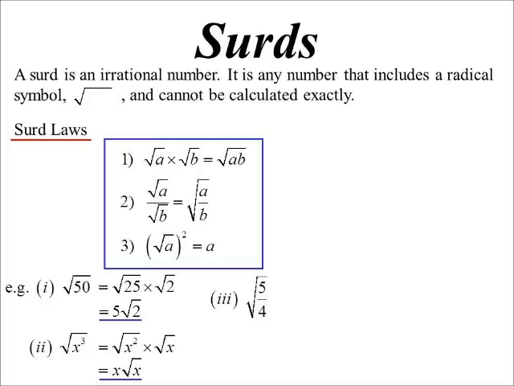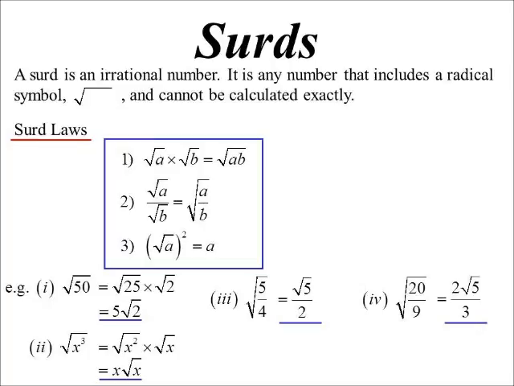5 on 4, not a big deal. I can't work out the top, but I can work out the bottom. So we just do that. We leave the top as the square root of 5. The bottom becomes 2. 20 on 9, again, I can work out the bottom, but the top can be simplified. So we have 2 root 5 on 3.